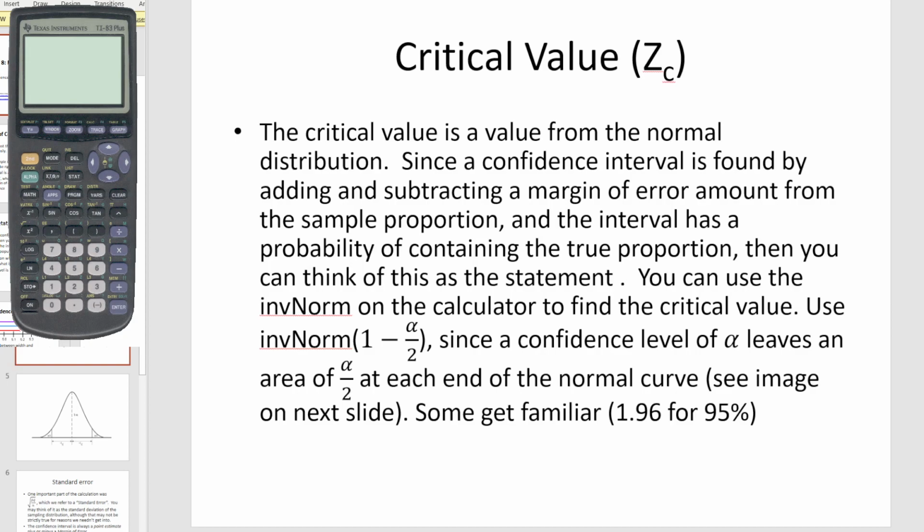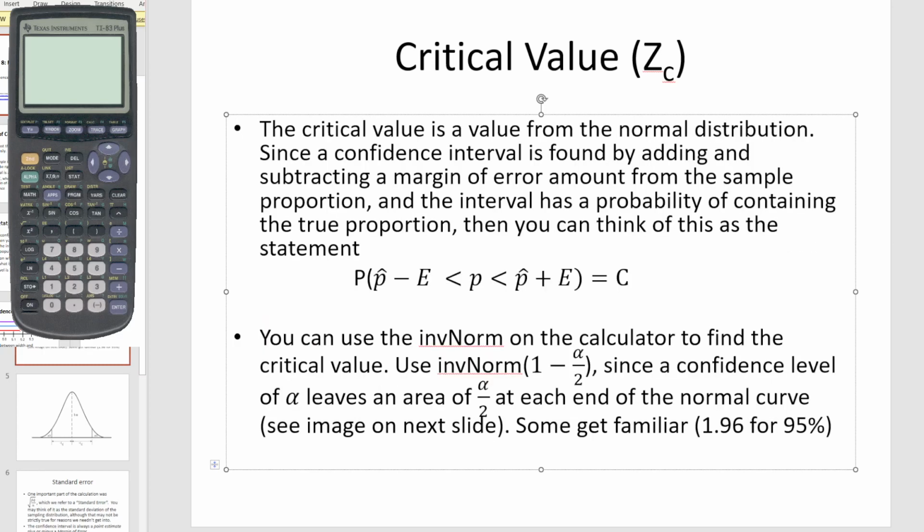The critical value is a value from the normal distribution. Since a confidence interval is found by adding and subtracting a margin of error amount from the sample proportion, and the interval has a probability of containing the true proportion, you can think of this as the statement: probability of p hat minus E less than p less than p hat plus E is equal to c, where c was our percent chance that this captures the true population proportion.